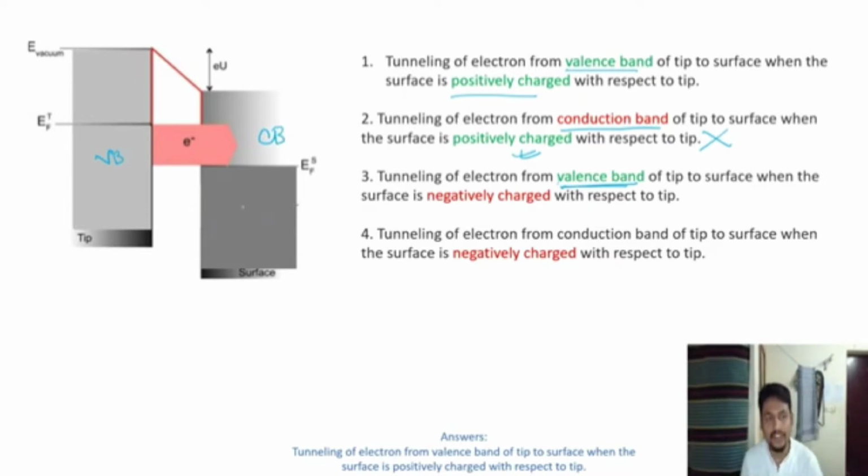If the surface is negatively charged, then the electron will move in the opposite direction. The surface is positively charged, we know. So that is wrong in this part. So this is not the option, and this is also not the option, because the conduction band is wrong here and the negative charge is also wrong. So this is going to be the option, right?